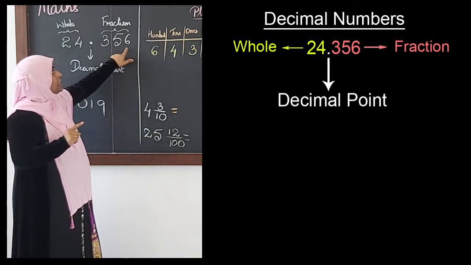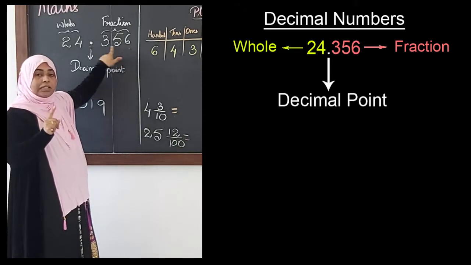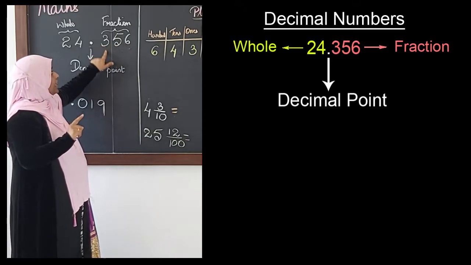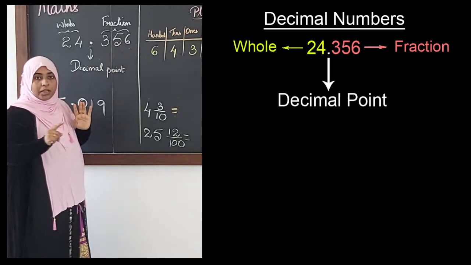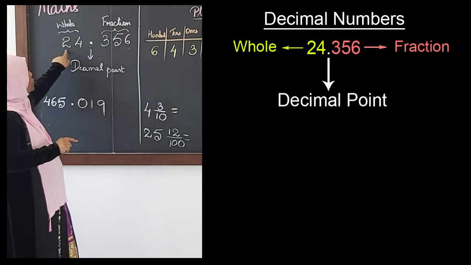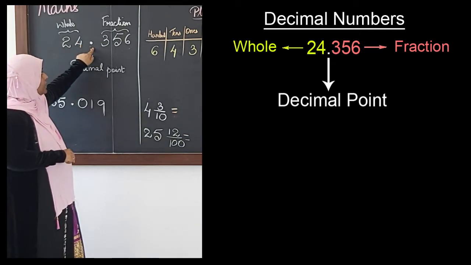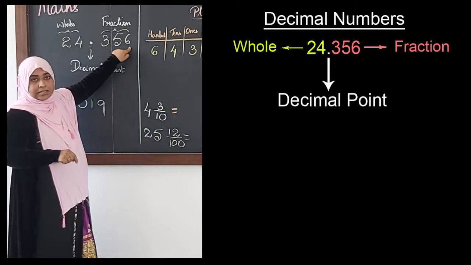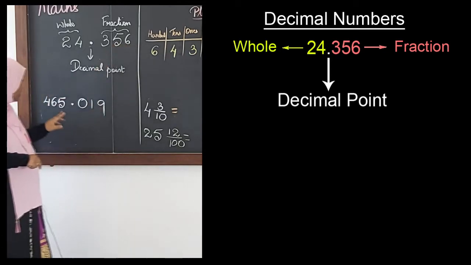Please pay attention to how we read a decimal number. We don't read it as 356. No. When reading the fractional part, we read each digit separately. So this decimal number we will read as 24.356. Same way, let us try to read this number.